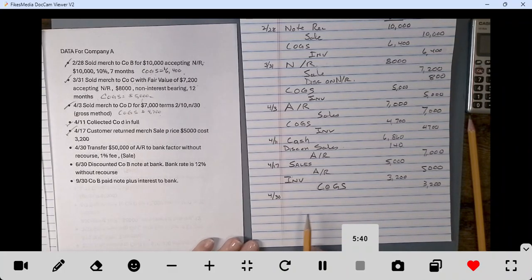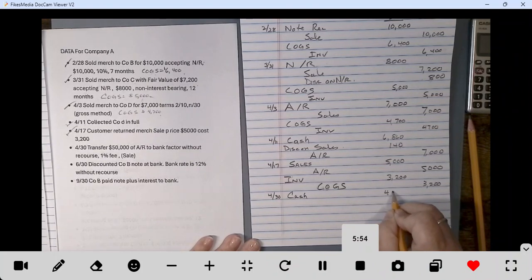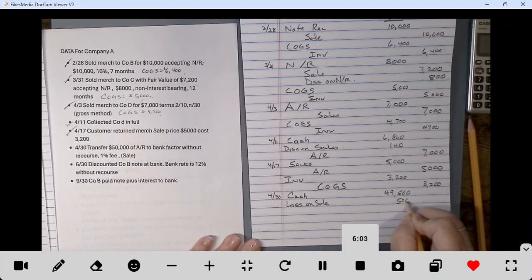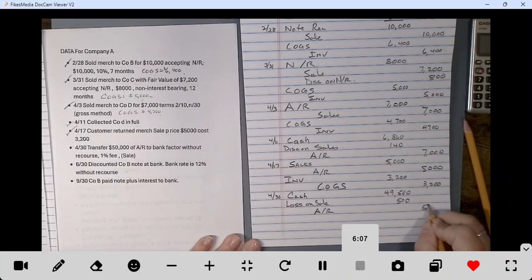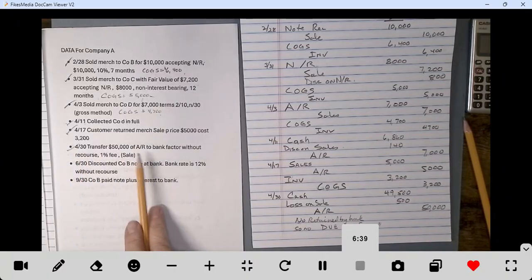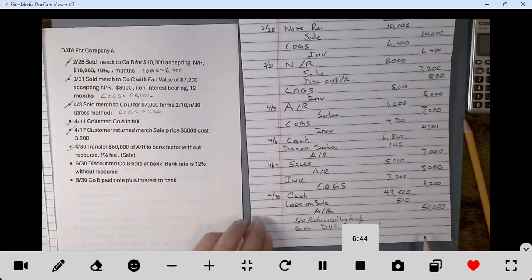On 4/30, transferred 50,000 of accounts receivable to a bank factor without recourse for a 1% fee. It's recorded as a sale. So I have cash, loss on sale, 500, and accounts receivable. We sold 50,000 of them. Note that no amount was retained by the bank, so there is no due from factor, because in this particular information, we did not have an amount that was retained. They just did an outright sale for a $500 fee.